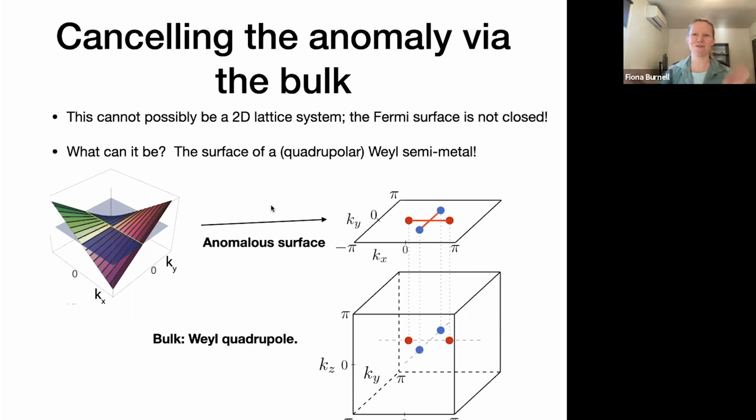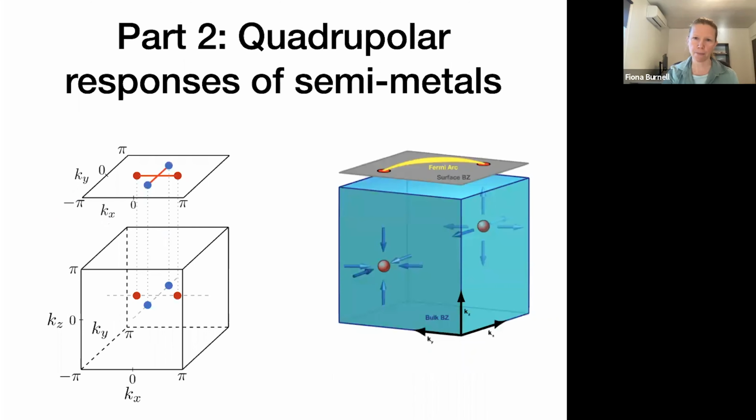Well, of course, we know that open Fermi surfaces in 2D occur on the boundaries of three-dimensional Weyl semimetals, okay? And so our bulk theory is going to be a Weyl semimetal, and what's different about this Weyl semimetal is going to be just the way that the Weyl points are arranged, where they have no dipole moment, but they have a quadrupole moment, okay? And so that brings me to part 2 of the talk, where I'm going to talk about quadrupolar response, and specifically quadrupolar response of Weyl semimetals in this case.